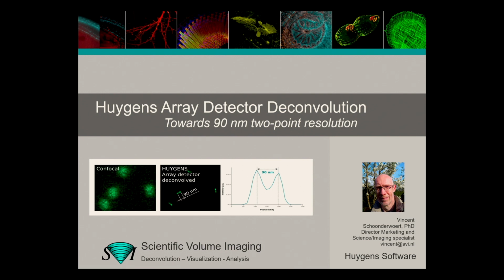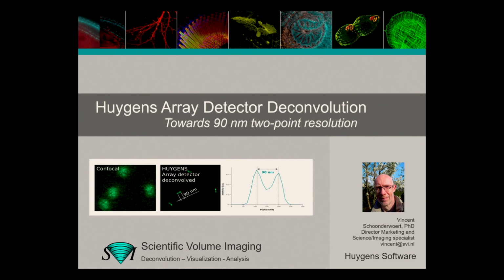In this webinar, we will explain the Huygens Array Detector option. This option is also designed for deconvolving images from the Zeiss Airyscan microscope. Previously, we have shown that Huygens is capable of resolving 100 nanometer using the 100 nanometer rulers from GATTAquant. This week, we've obtained results with nanorulers indicating that Huygens can resolve 90 nanometer spaced objects from Airyscan data. But more on this later.